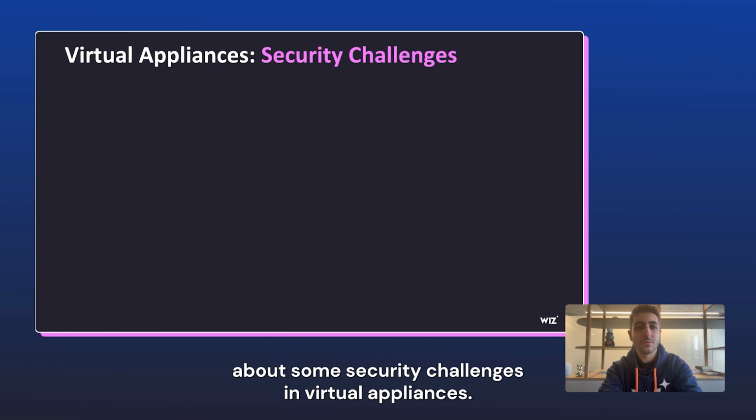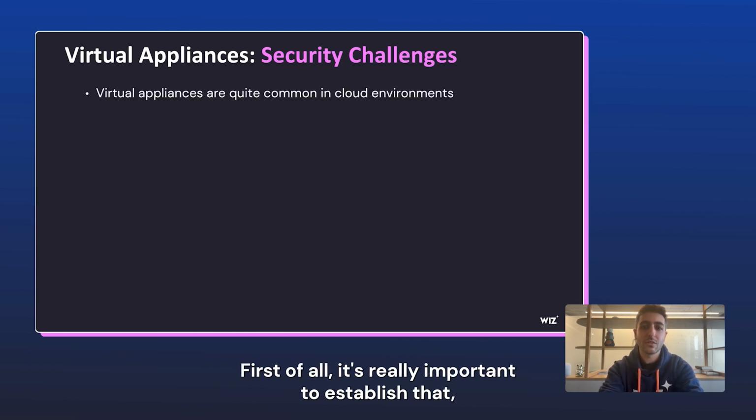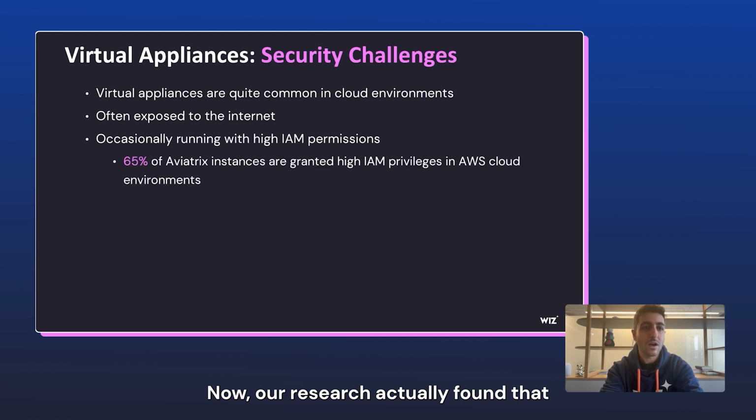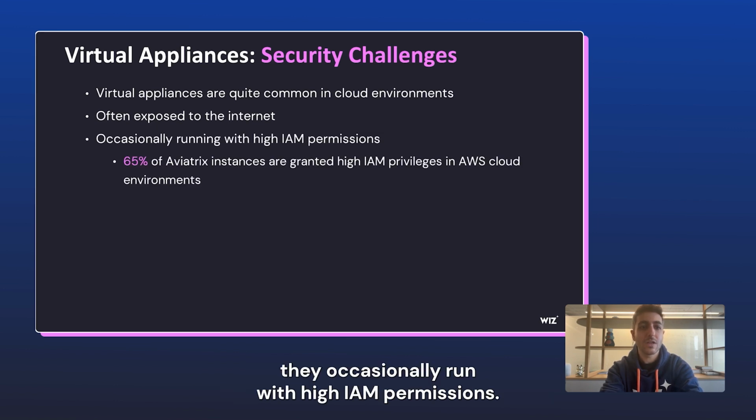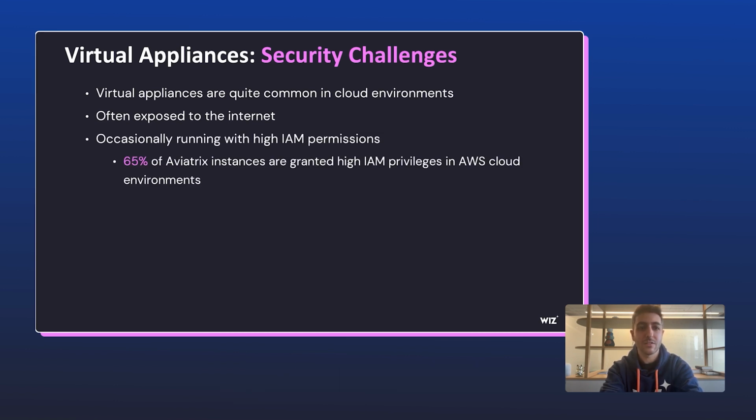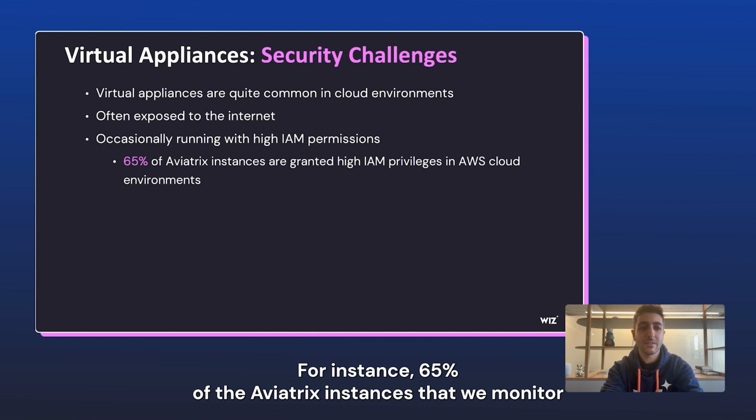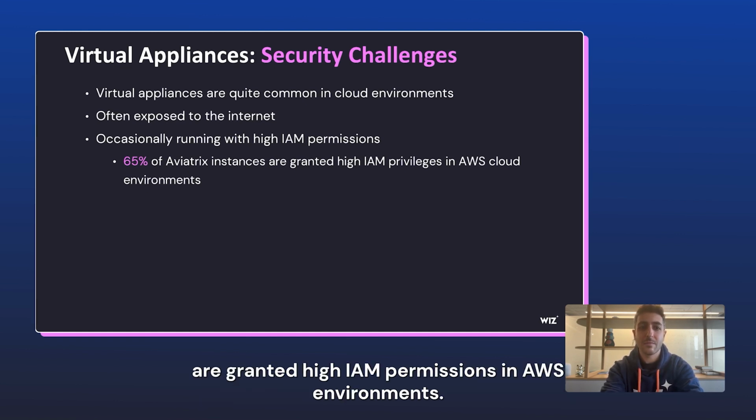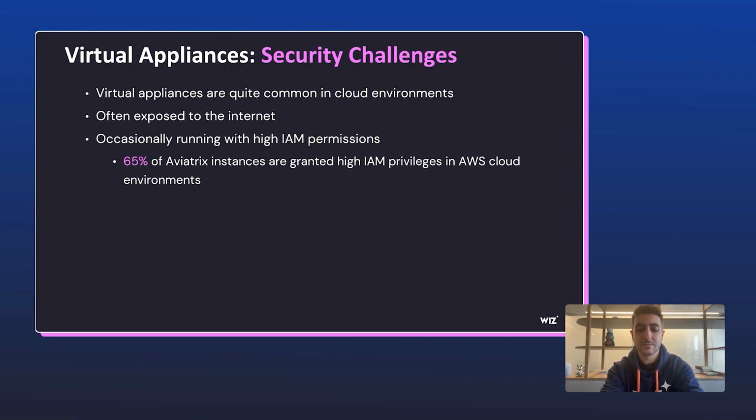So let's talk about some security challenges in virtual appliances. First of all, it's really important to establish that virtual appliances are quite common in cloud environments and that they are often exposed to the internet. Our research found that they are occasionally running with high IAM permissions. For instance, 65% of the Aviatrix instances that we monitor are granted high IAM permissions in AWS environments.